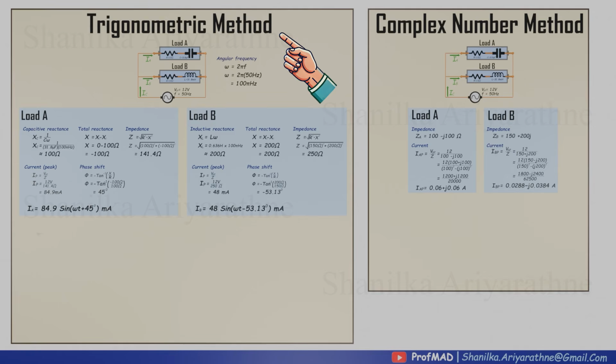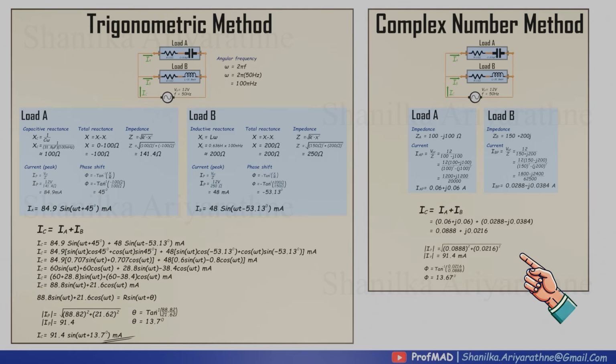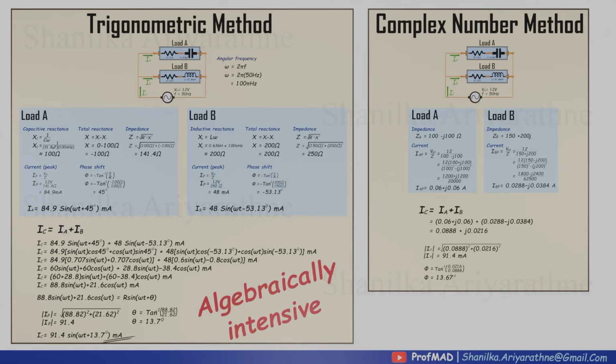With the trigonometric method, this addition becomes very heavy. There are many steps, and it's easy to make mistakes. But with the complex number method, we simply add two complex numbers. Then we calculate the final magnitude and phase angle. So you can see how much easier current calculations become when we use complex numbers.